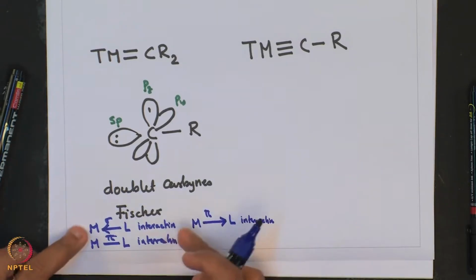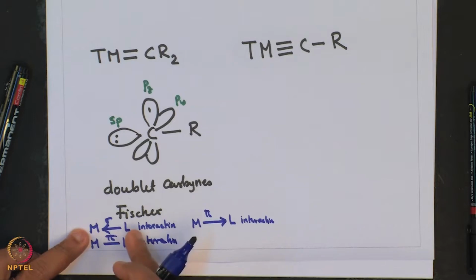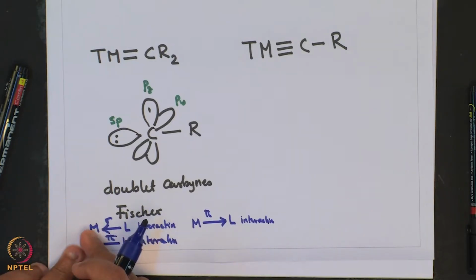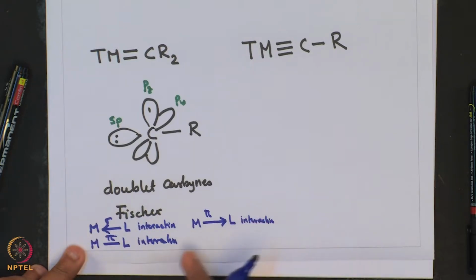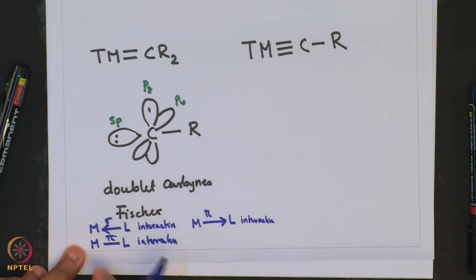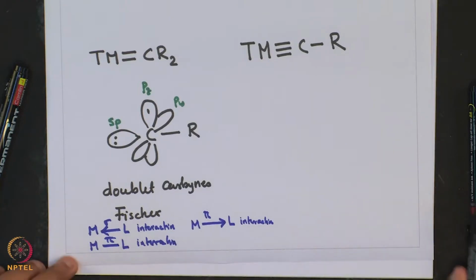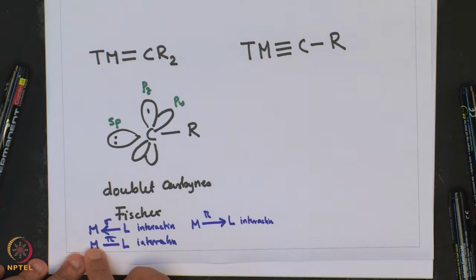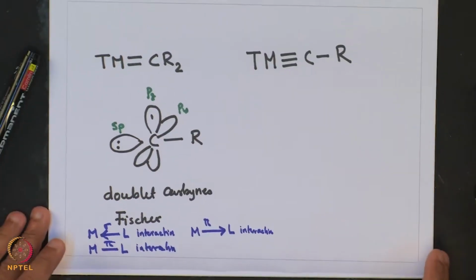So, what we saw is that there are 2 dative kinds of interaction. One is the ligand sigma orbital donating to an empty metal orbital, that is a dative interaction, and another kind of pi interaction which is also dative, where a filled metal orbital donates electrons to the empty Py orbital of the carbenic moiety. And then we saw one simple covalent half filled interaction between the metal d orbital and the ligand Pz orbital, which is partially occupied. This is what we had discussed in our previous lecture about Fischer carbene complexes, which have a doublet carbenic species bound to the transition metal.